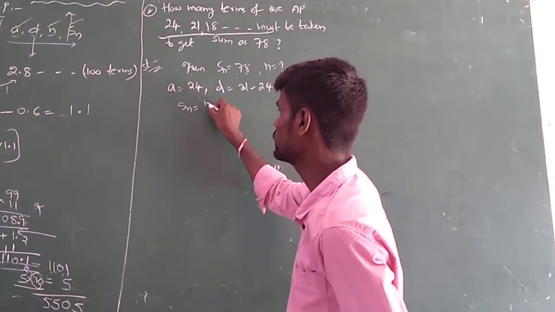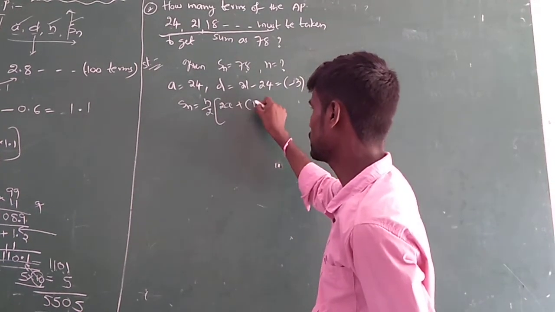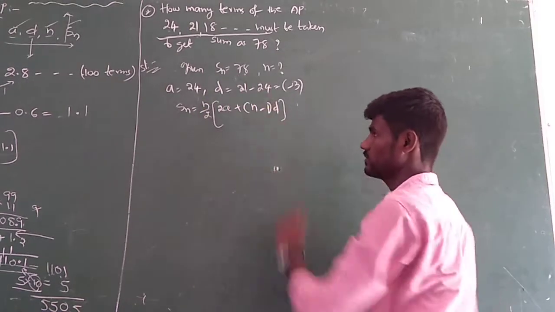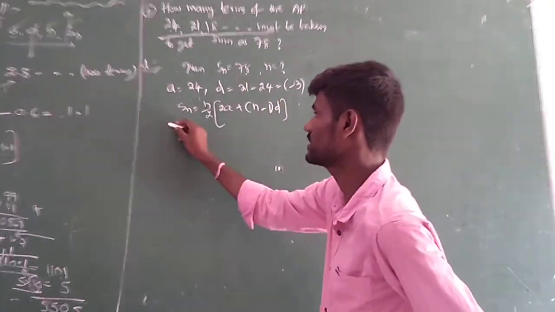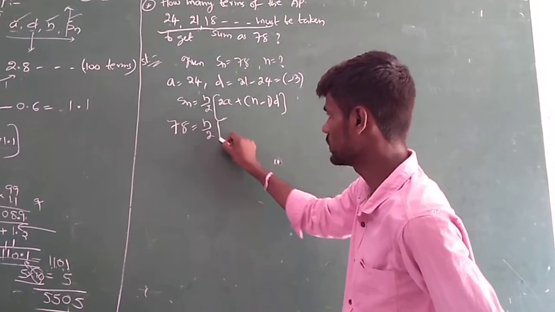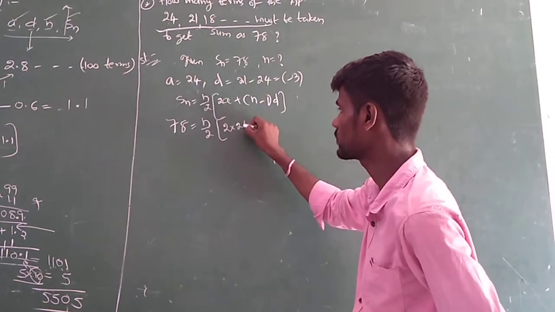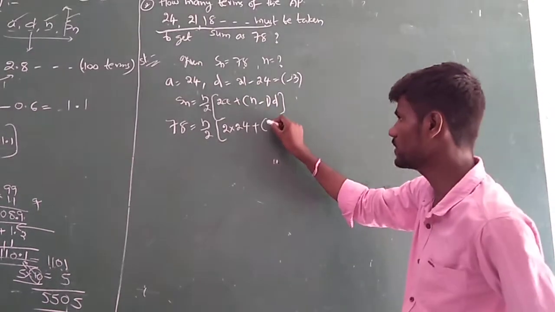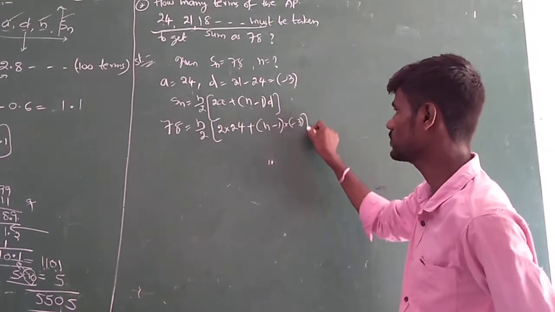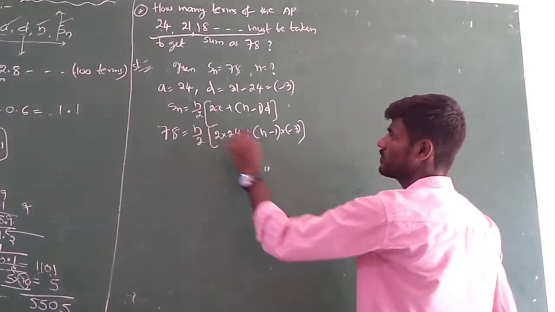Sn equals n by 2 of 2a plus (n minus 1) of d. See here, Sn, how many terms will be taken, is 78. n we need to find. n by 2 of 2a, where 2 into a is 2 into 24, plus (n minus 1) into d, where d is minus 3. So in this we need to find only one variable, n.